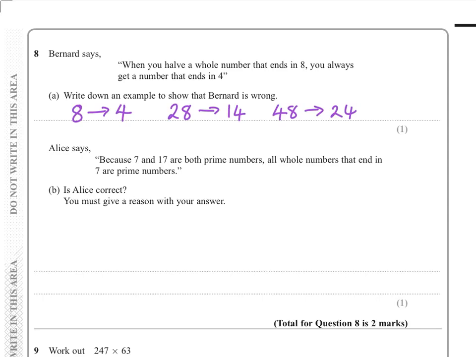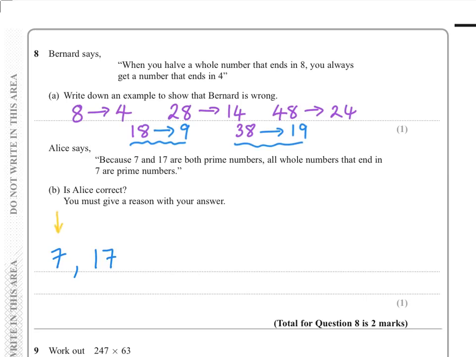But if you look at the ones in between, say 18, and here, say 38, if you halve those numbers, half of 18 is 9, and half of 38 is 19. So you can find plenty of examples now to show why that statement is wrong. The second part of the question has a statement saying, because 7 and 17 are both prime numbers, then all numbers that end in 7 are prime numbers? Well, it would seem so from this list, wouldn't it?